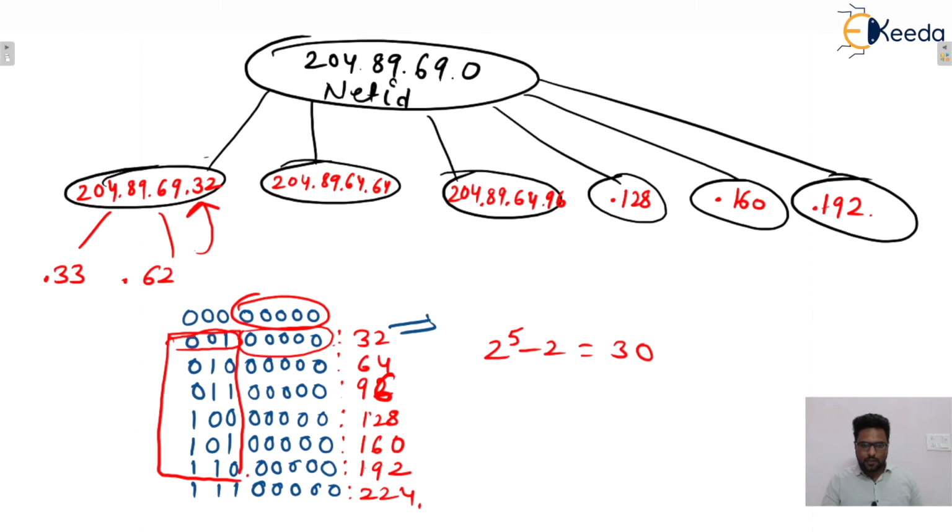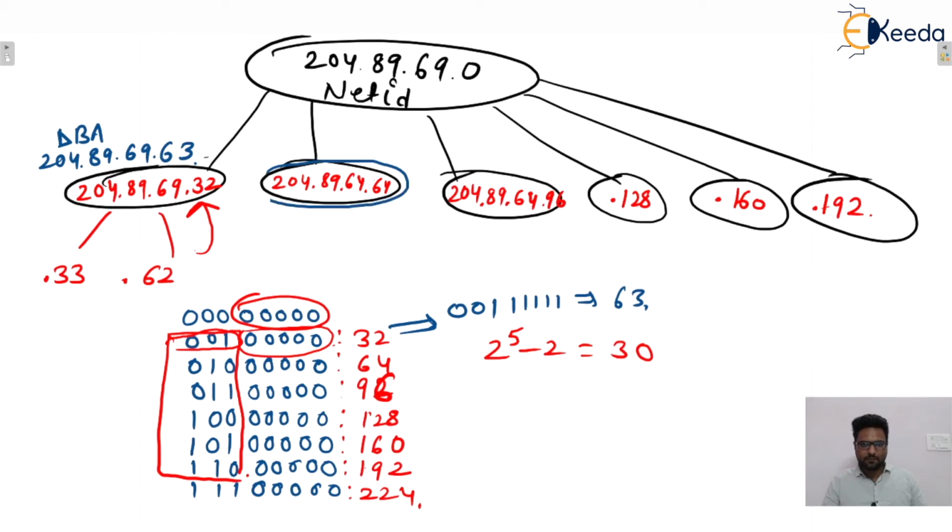So here, in this particular subnet, put all host bits equal to 1. So this value will be what? 63, isn't it? So the DBA for this particular subnet will be what? 204.89.69.63.